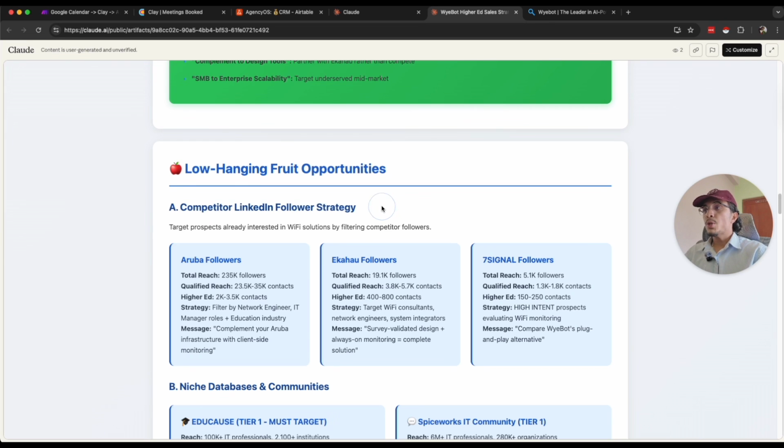The first one is targeting their competitors' LinkedIn followers. So what we do is we find out their competitor's LinkedIn and then see how many followers they have.